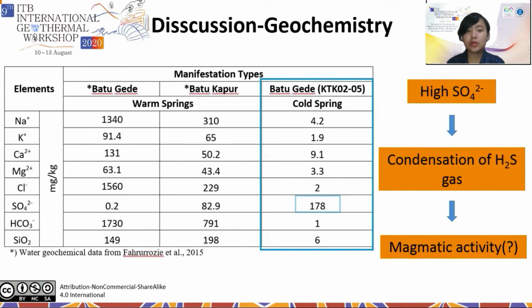Meanwhile, acid cold spring manifestation in Batu Gede contains high concentration of sulfate. This could be related to condensation of hydrogen sulfide underground, indicating the possibility of subsurface magmatic activity.